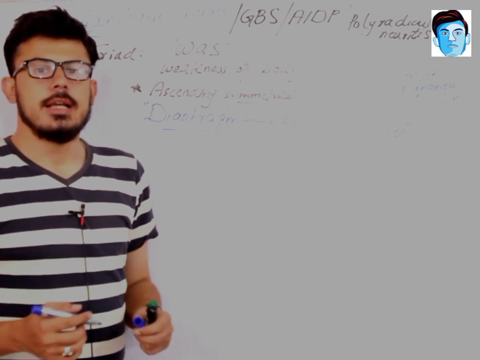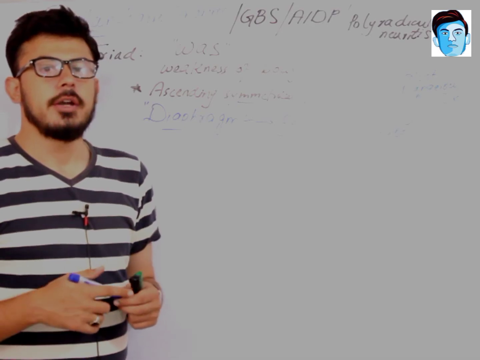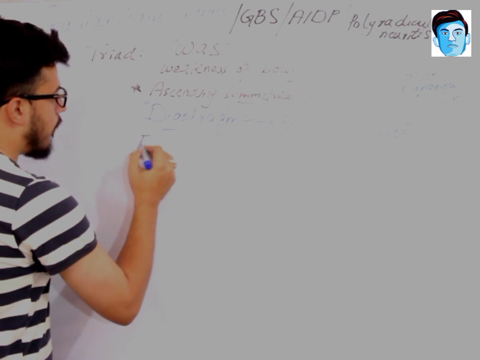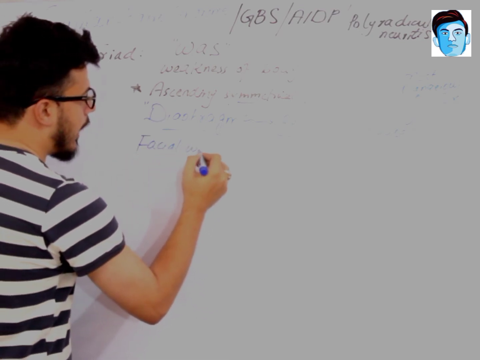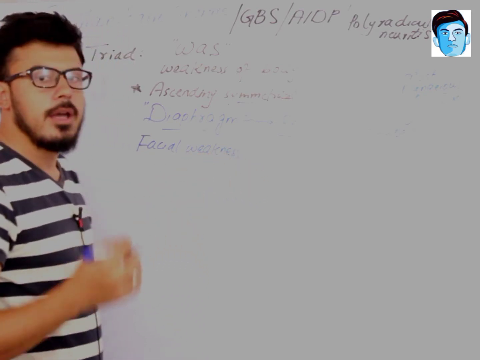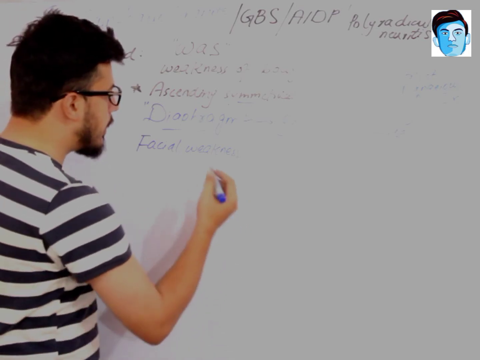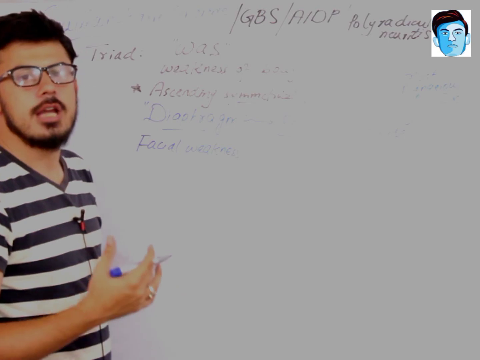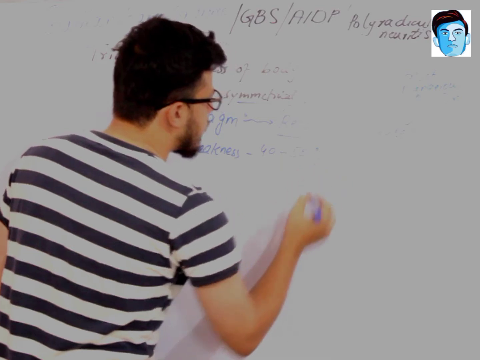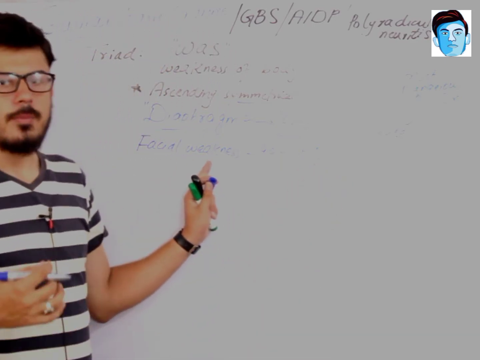Although if the disease is ascending upward, it may affect the face as well. So there could be a feature of facial weakness in a patient, or facial paralysis may occur, and it is reported that in 40 to 50% of cases the patient usually presents with facial weakness in GBS.